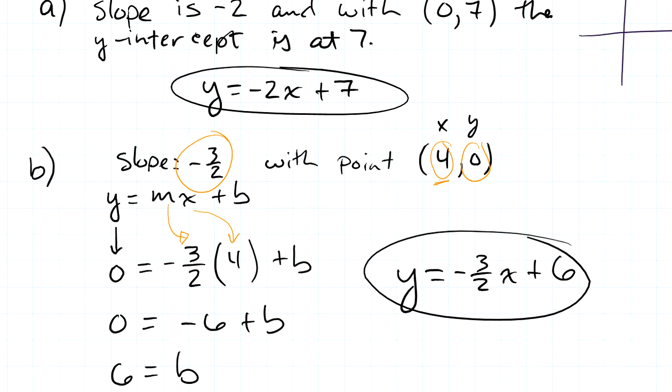So my y-intercept for this problem is 6, and my slope is -3/2. That's why the equation of that line is y equals -3/2 x and then plus 6.